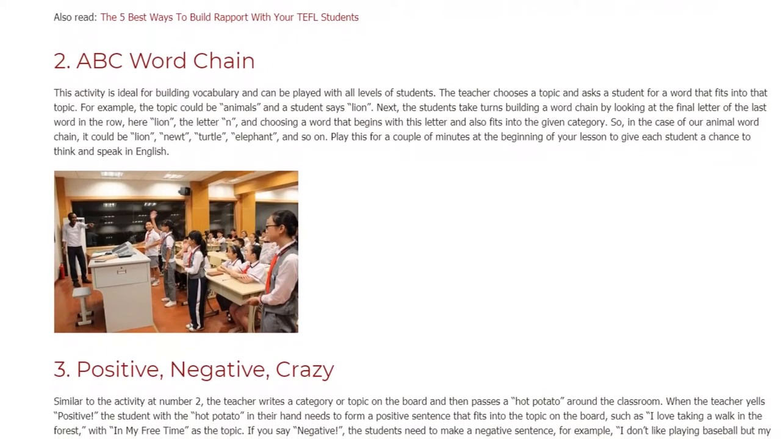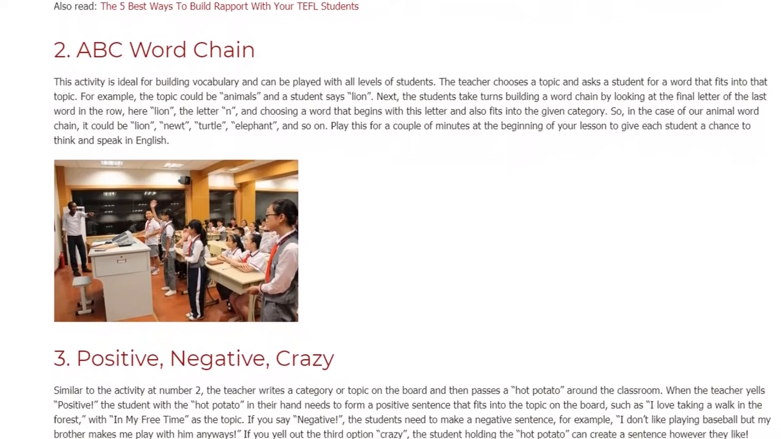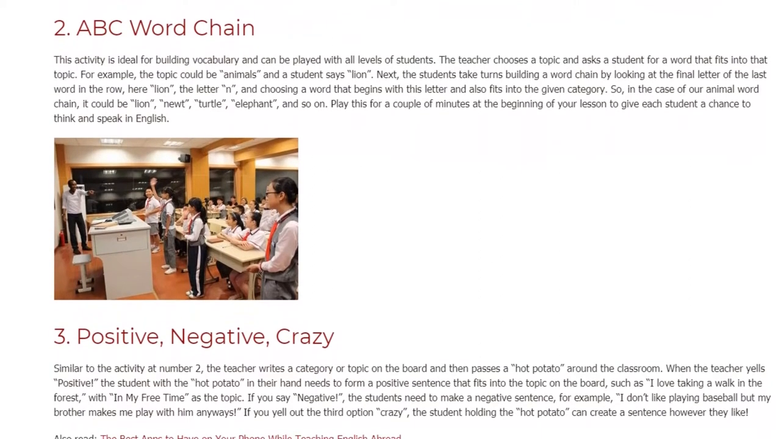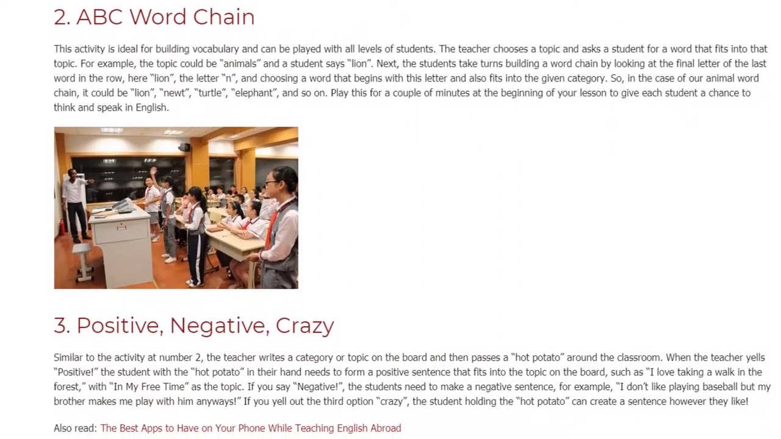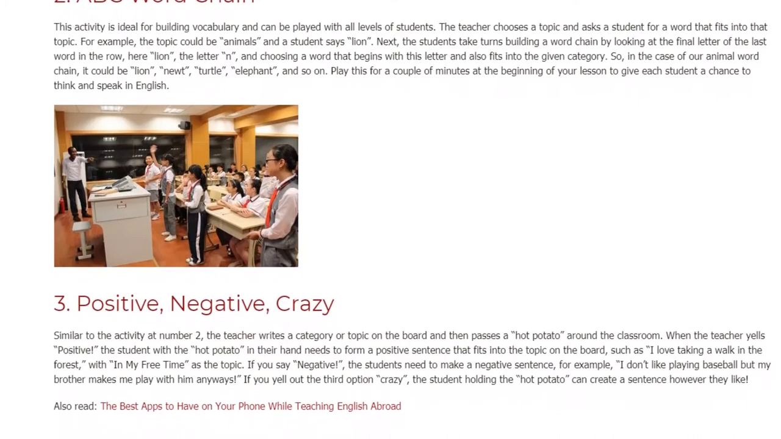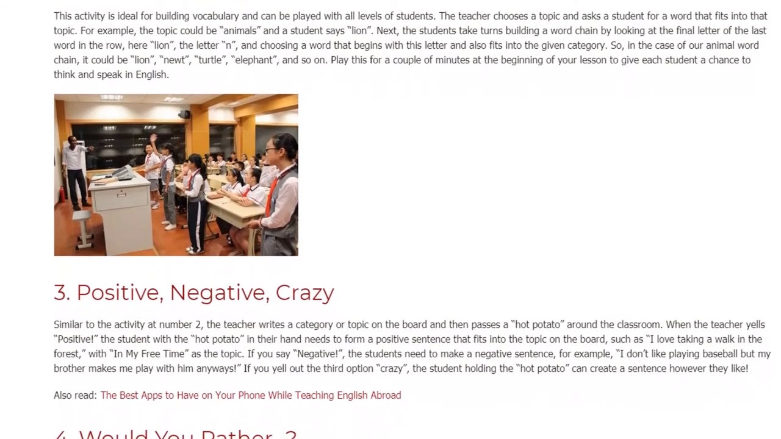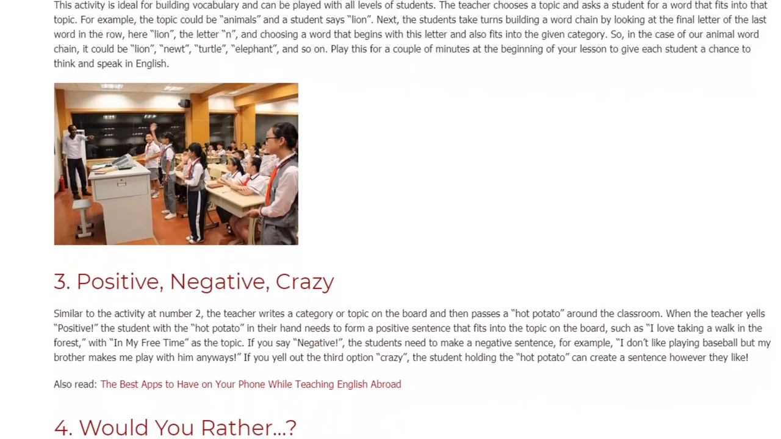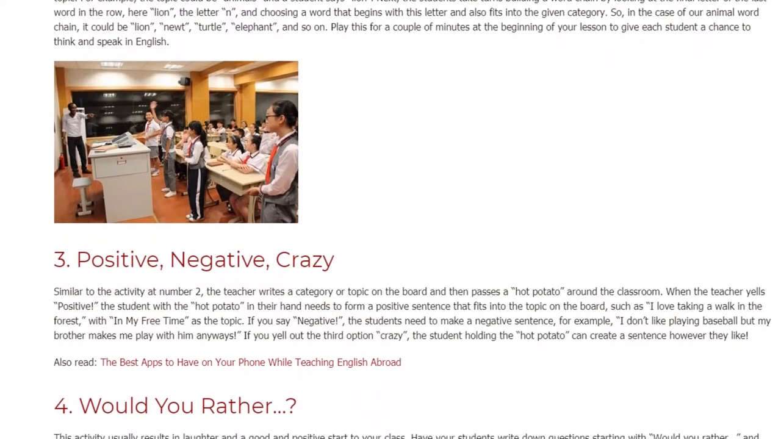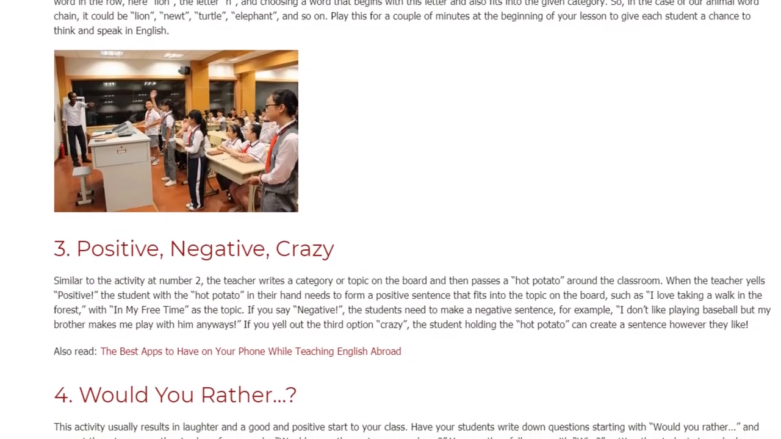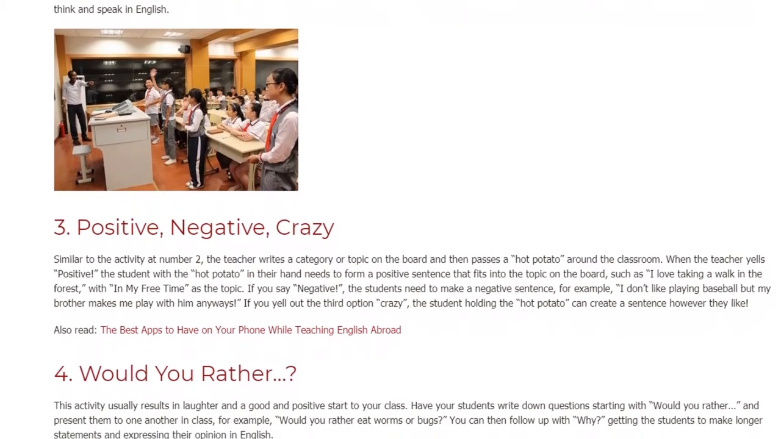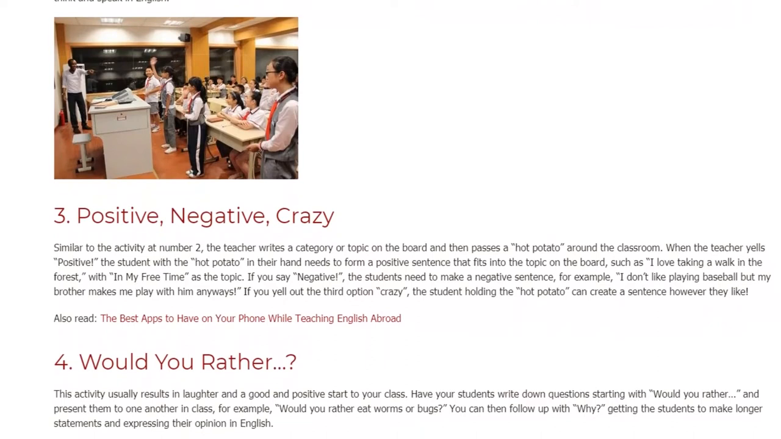Next, the students take turns building a word chain by looking at the final letter of the last word in the row, here lion, the letter N, and choosing a word that begins with this letter and also fits into the given category. So, in the case of our animal word chain, it could be lion, newt, turtle, elephant, and so on. Play this for a couple of minutes at the beginning of your lesson to give each student a chance to think and speak in English.